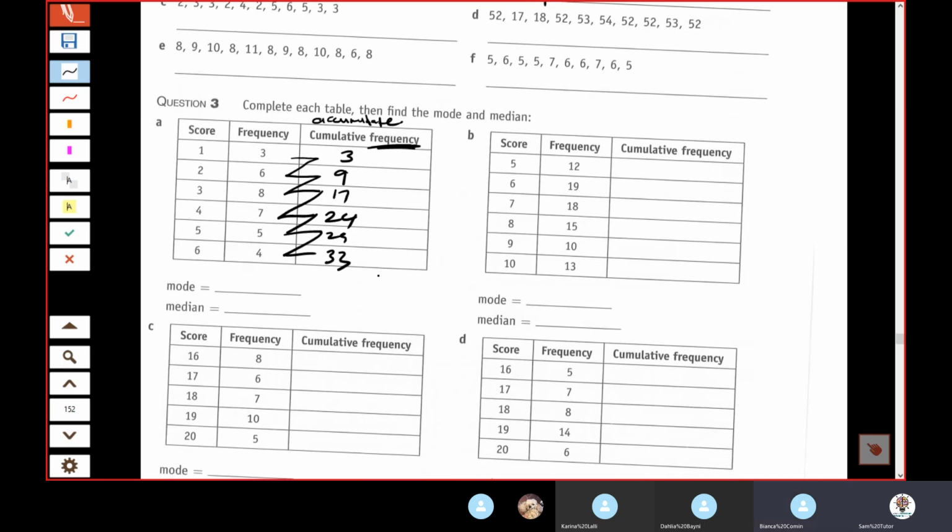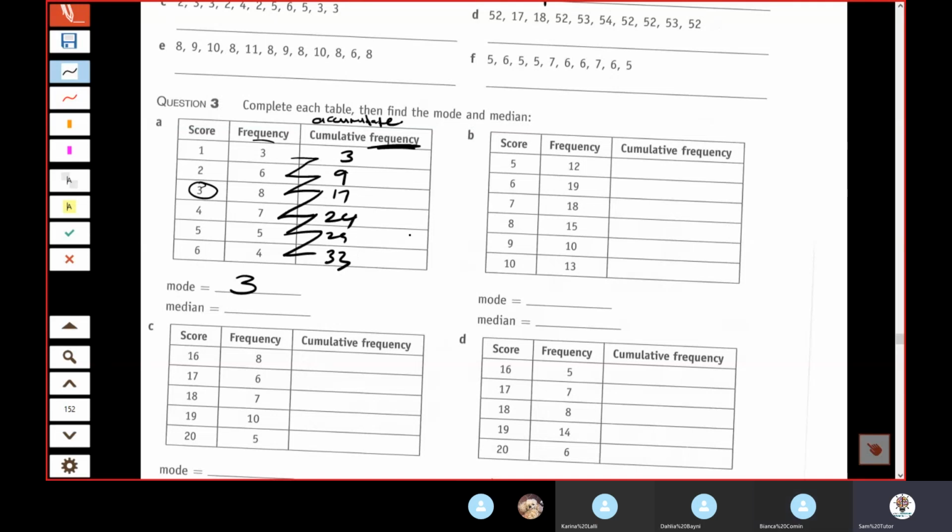Easy. Now, the question says, find the mode. Well, the mode would be the most occurring one. Which number occurred the most? This one right here. So 3 would be the mode. Now, to find the median, come on, you're not going to list out everything. There is a way to find the median using a table.